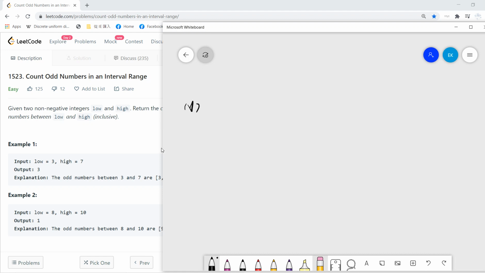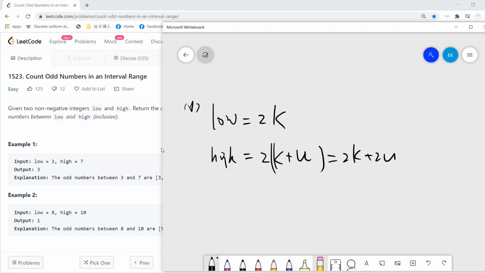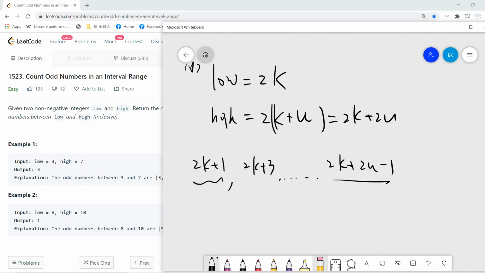Suppose low and high are both even, so I can assume that low is 2k and high is 2k plus 2u. Okay, so the first odd is this, the second odd is this, until the last odd, which should be this one, right? So the number of all these, you just count.